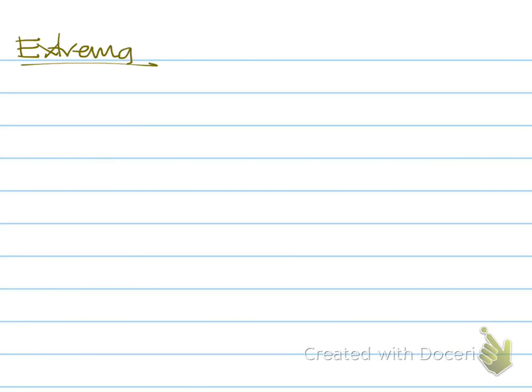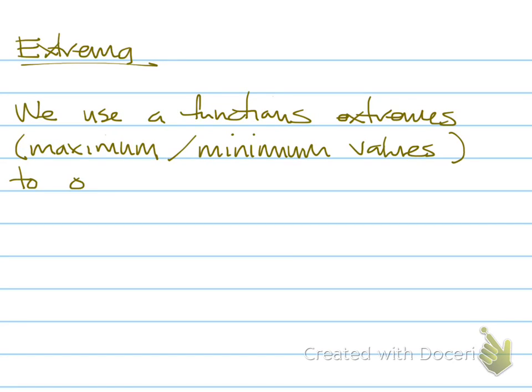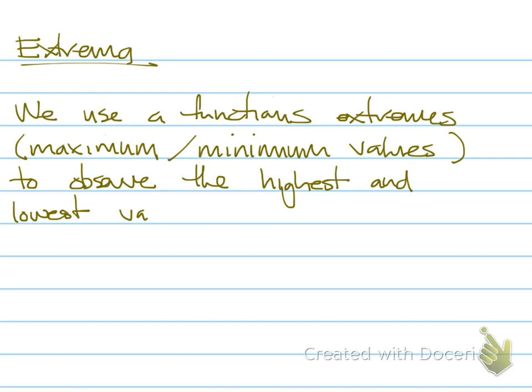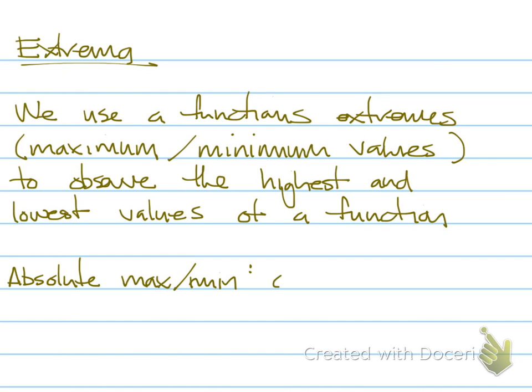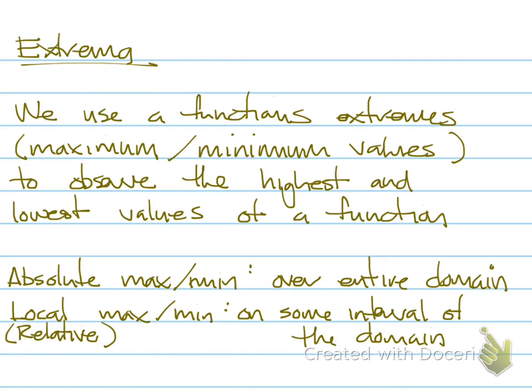Alright, in this lesson we are discussing extrema, the maximum and minimum values of a function. We have absolute maximum and minimum, which is the highest or smallest value of a function over the entire domain of the function. We also have local maximum and minimums, which is the highest and smallest values over some interval within the domain of the function. And the local maximum and minimum is also referred to as the relative maximum and minimum.